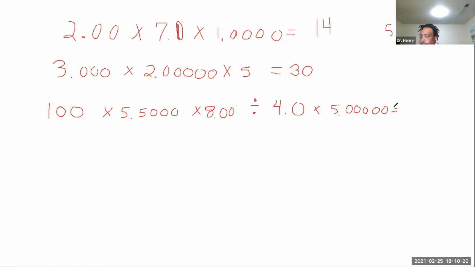Okay, so what is the answer? 5,500. So 5,000, right? Because you only need one significant figure. So the answer would be 5,000.